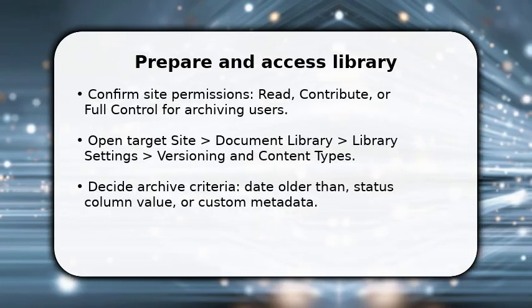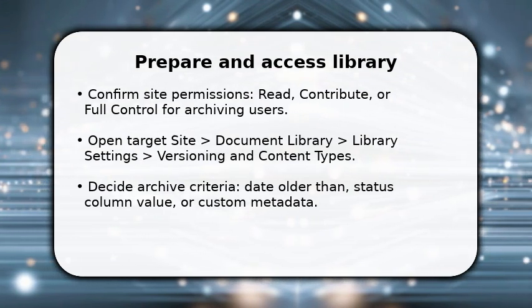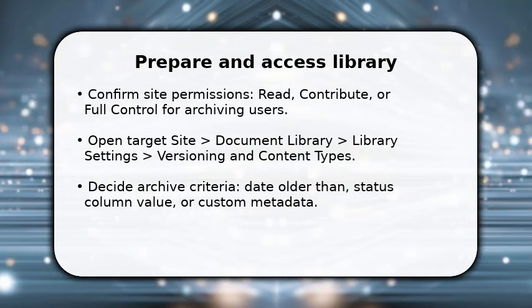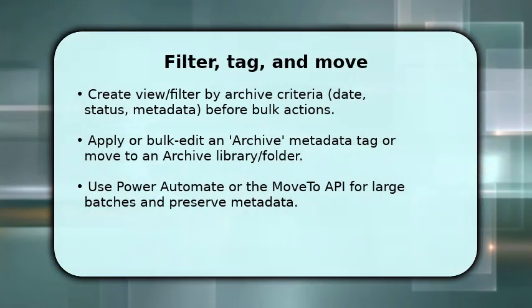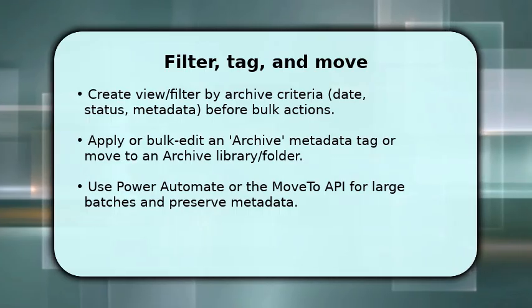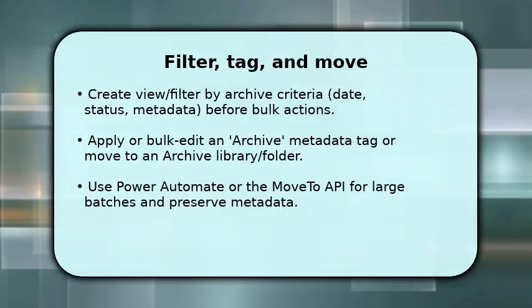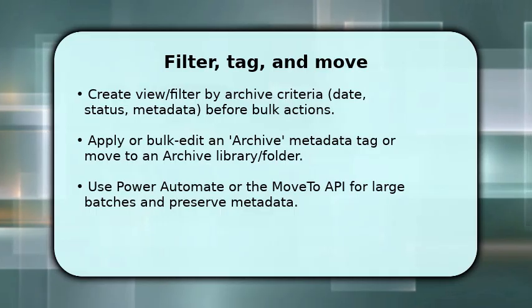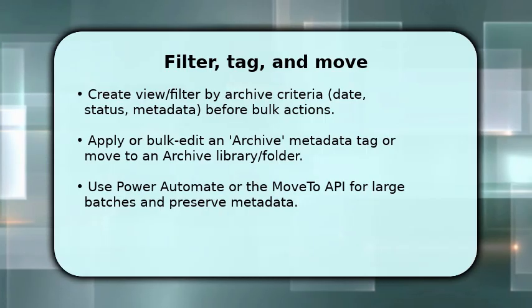Now that prerequisites are set, you can filter and tag files for the archive process with consistency and auditability in mind. Once you've chosen criteria, build a filtered view that shows only items to archive. This reduces mistakes and speeds selection. Then apply an archive metadata tag or bulk edit a column so each file is labeled. Make sure required columns remain populated.